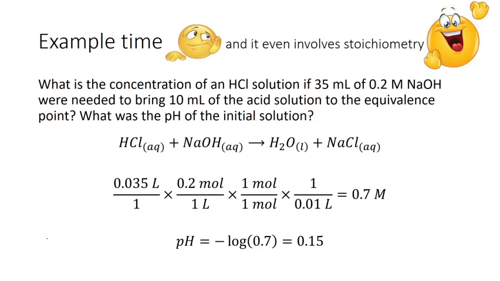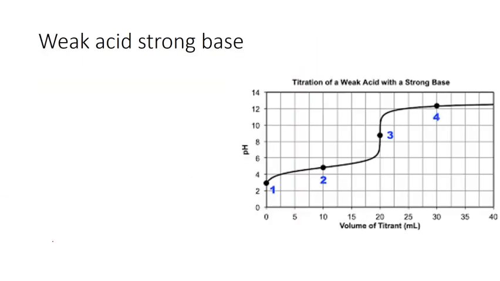And there we go. That is how we answer that question. Pretty simple, very straightforward. We find the initial concentration of our acid. We take the negative log of it. That's all there is to it.